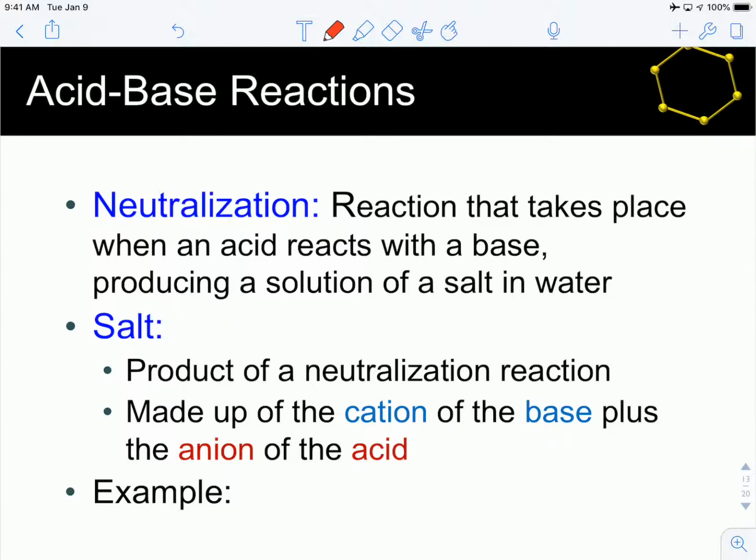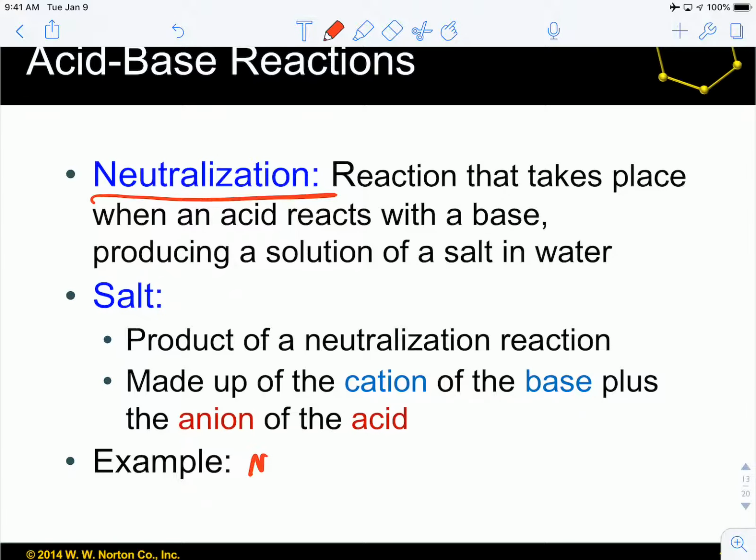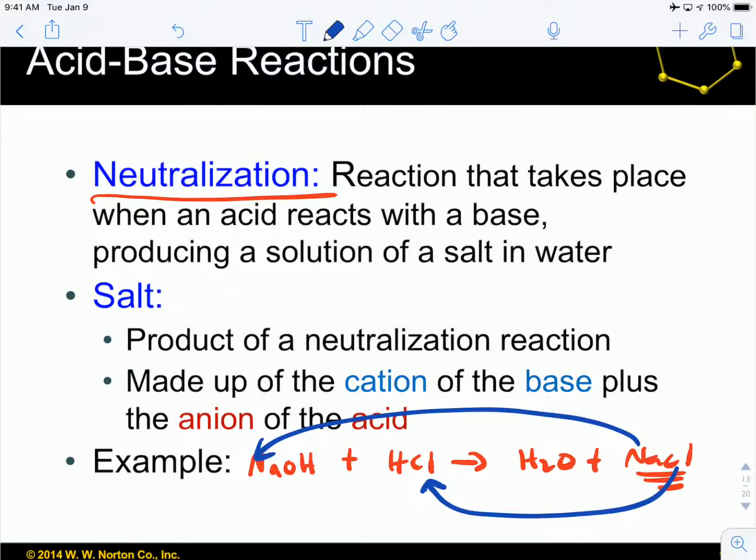So as I mentioned before, a reaction takes place when acid and base react. You're going to get a salt and water. And as an example, just take sodium hydroxide plus HCl. What do you get? Well, swap partners, right? Double displacement reaction, metathesis reaction, you get H2O plus NaCl. NaCl is not the only salt. That is table salt.